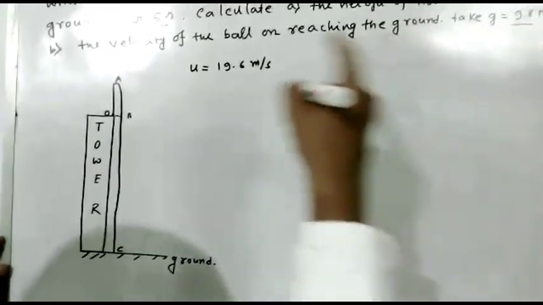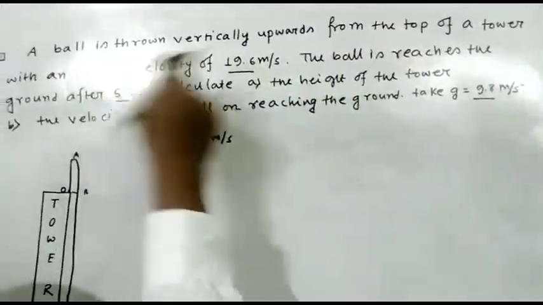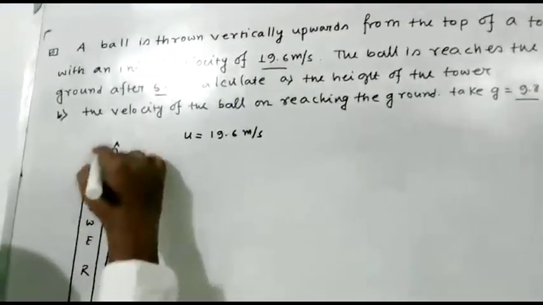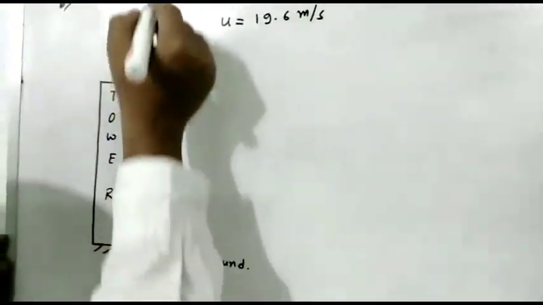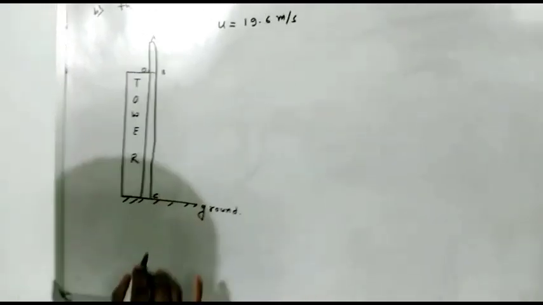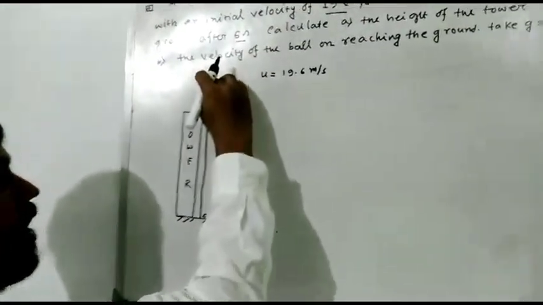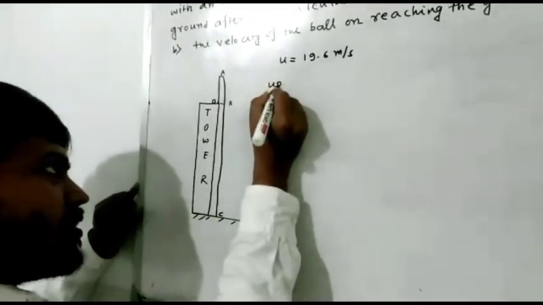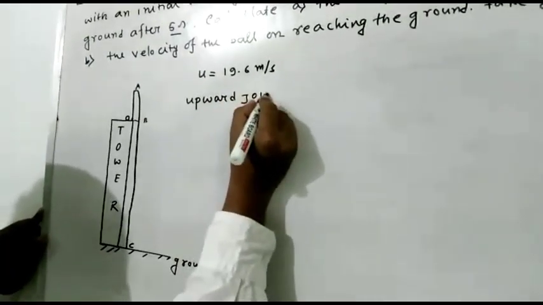And one thing, dear students: the ball reaches the ground after 5 seconds, which means the time given is the entire time, O to A and A to C. Total entire time is 5 seconds. Okay, now students, for that purpose we can consider two cases. First one is the upward journey, and after that the downward journey. So first one is the upward journey.